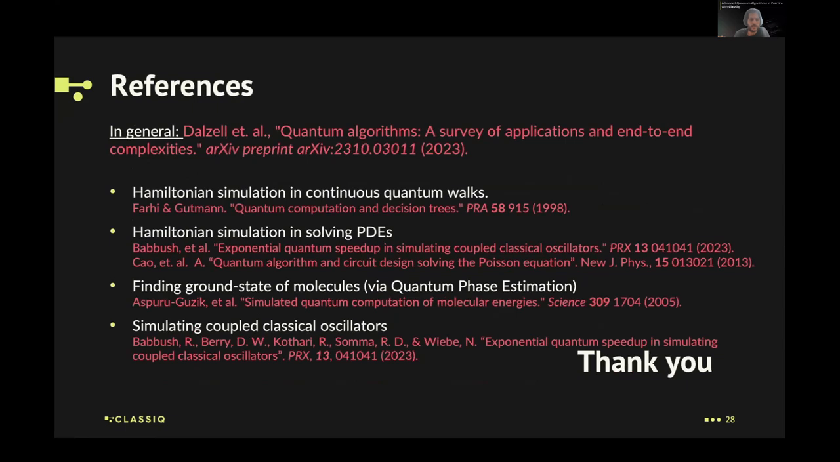And as I promised, here are references to some quantum applications and algorithms that include Hamiltonian dynamics. Before the detailed ones, in general, I think this is one survey of applications and end-to-end complexities of quantum algorithms. There, I think it will be easy to navigate to see which algorithms are using Hamiltonian dynamics, and in which of the algorithms the Hamiltonian dynamics is the crucial part. So I think it's a good survey and very easy to navigate. So this is in general for quantum algorithms.